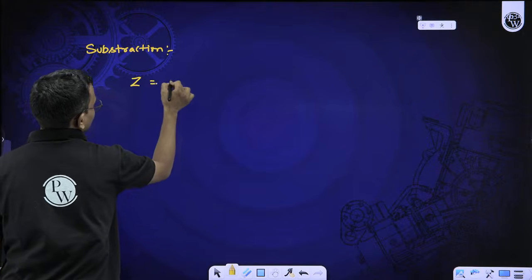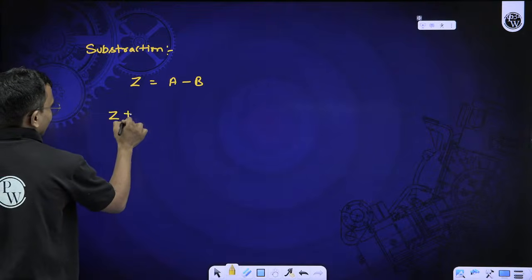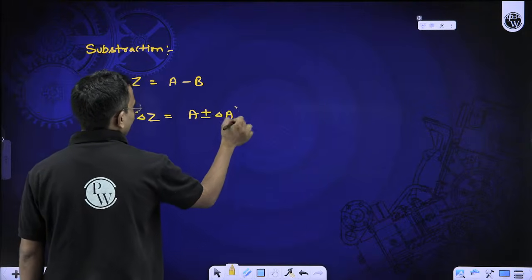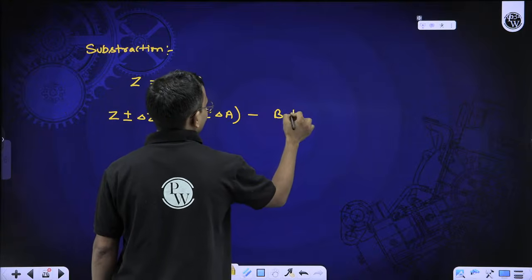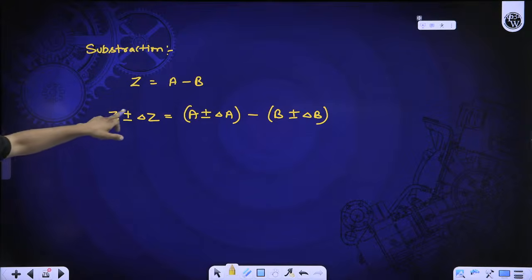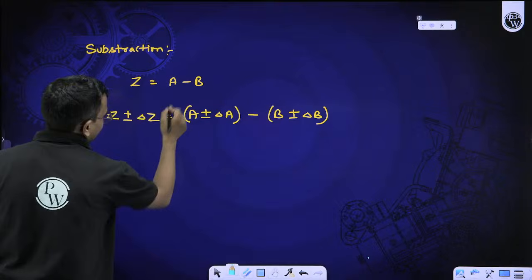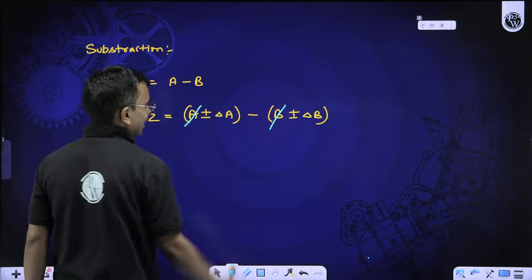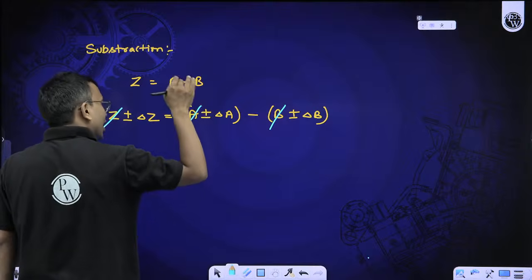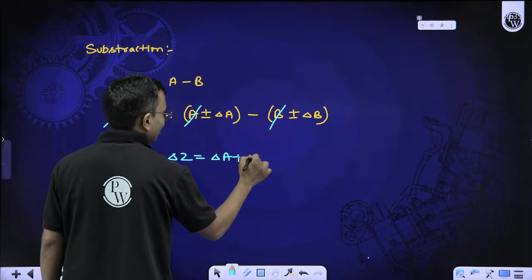My z depends upon a and b like this. So when you say z as z plus minus delta z, it will be a plus minus delta a minus b plus minus delta b. So we got this relation. I know z is a minus b. So this is getting cancelled. Now I am getting the relation between delta z, delta a, delta b, and the maximum possible value of that comes out to be delta a plus delta b only.